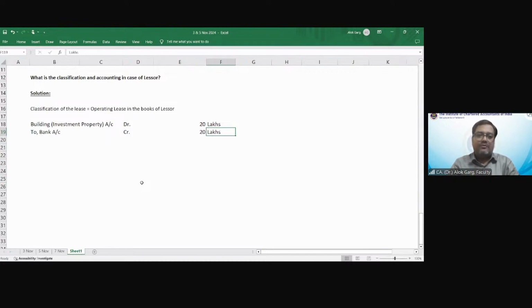Now what will the lessor do? Recognize the depreciation and the lease payment received as income. So first of all, let's talk only about the property. The lessor will charge the depreciation because the lessor is the owner and will use this building for 20 years. What is the accounting entry? Depreciation account debit to accumulated depreciation, 1 lakh.